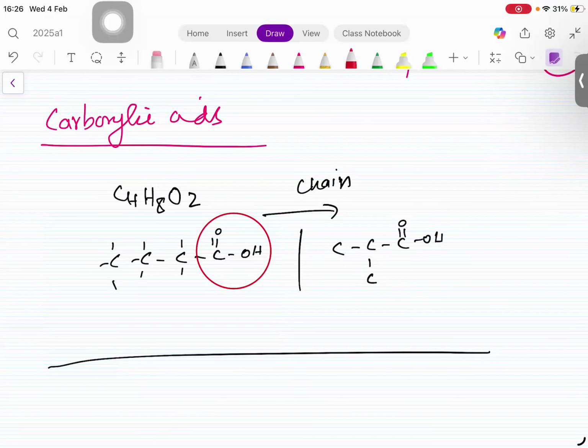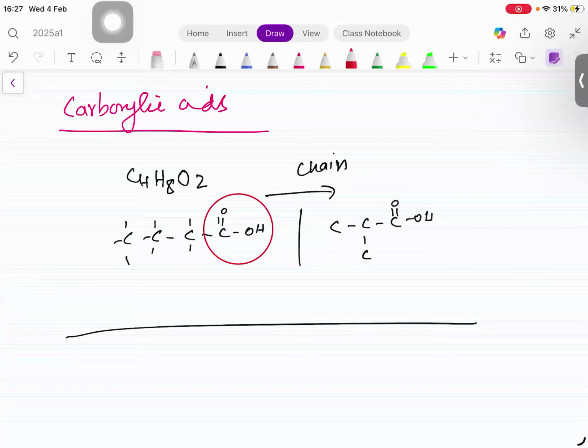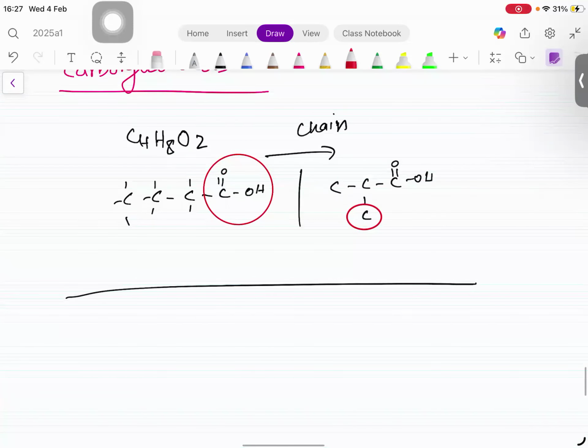Okay, so next is... sorry. No, as I said, that'll be the same thing. That'll be the same thing. No, that again becomes the longest chain. You want me to take this carbon off and put it here? Okay, now one more thing.